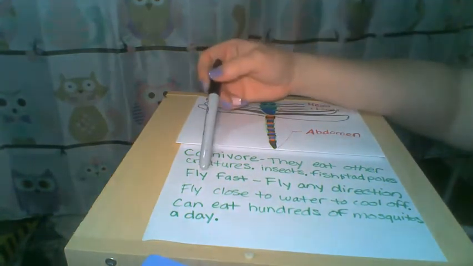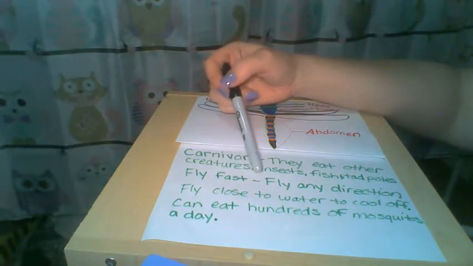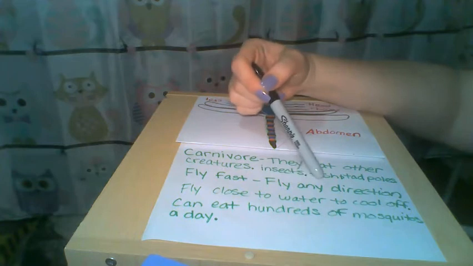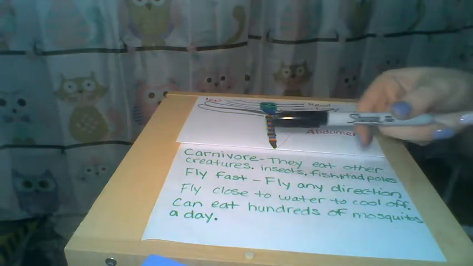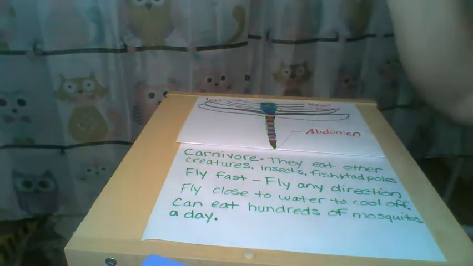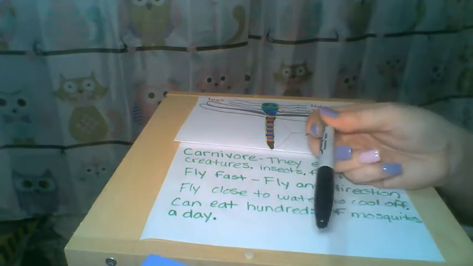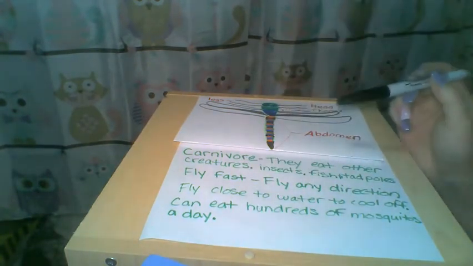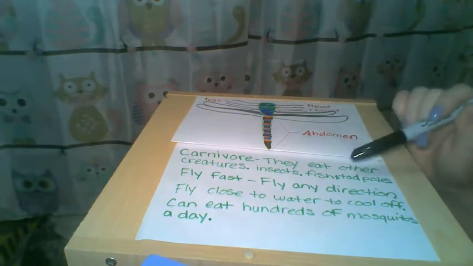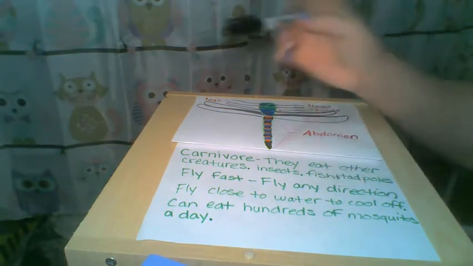And they know how to fly very, very fast. And when they're flying, they can fly any direction. If he was busy flying this way, he could easily just go and start flying up, or start flying down, or to the side, or back to the side, or up or down. He can change direction really, really fast. So dragonflies can fly fast, and they can fly in any direction.